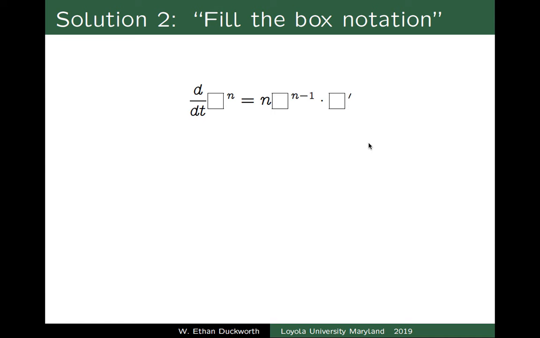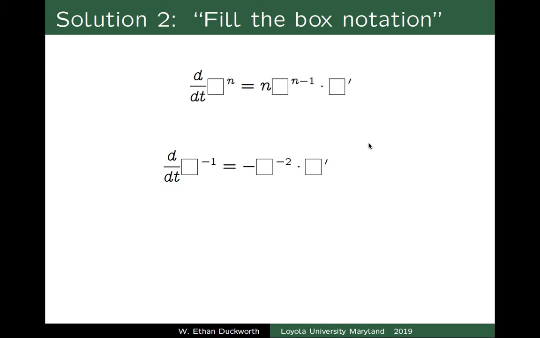So the derivative of a power, box to the n, comes down in front, and then we subtract 1 from that power, and then, and this is what makes it the chain rule, we multiply by the derivative of whatever is inside that box. So in this case, of course, that power is negative 1. So the derivative of box to the negative 1 equals negative box to the negative 2 times box prime, meaning I still need to take that derivative.